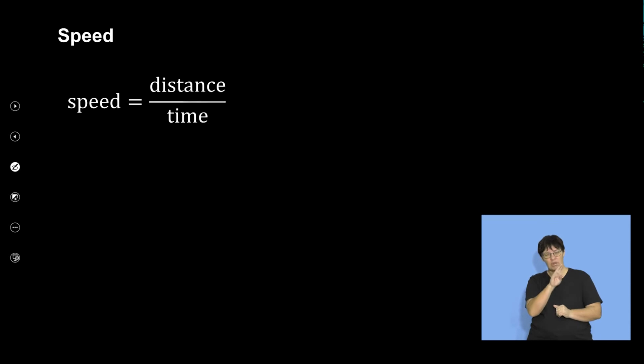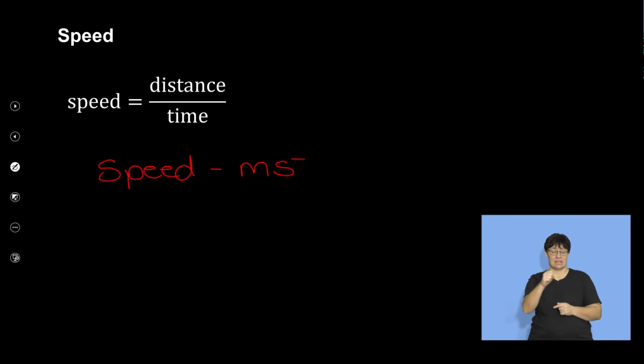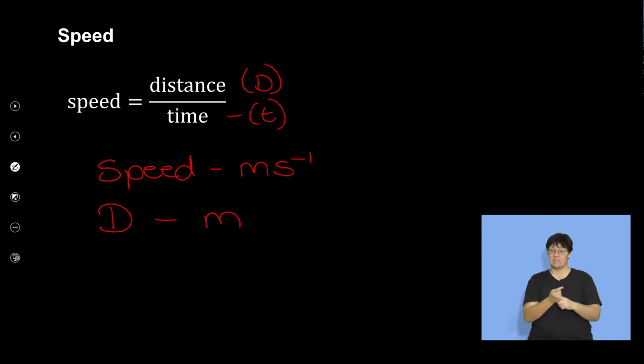When we look at speed, how do we calculate it? We calculate it with distance divided by time. Speed is measured in meters per second. Distance, which can also be a d, is measured in meters, okay? Time is measured in seconds.